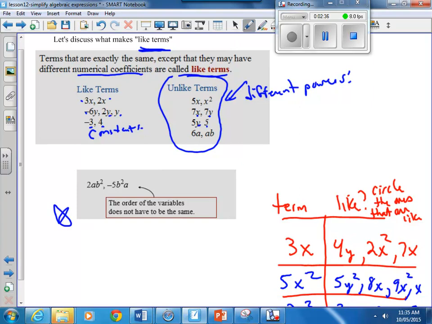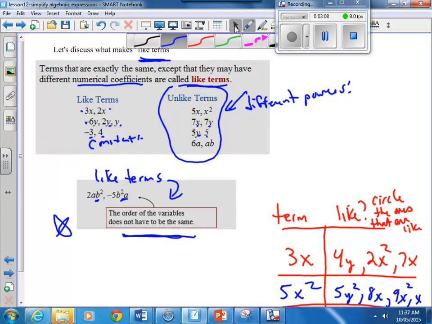Big note to self, though, these are like terms. The order of the variables does not necessarily have to be the same in order to be like terms. So when you say 2ab squared and negative 5b squared a, the commutative property says that you still have b raised to the second power. Multiplication is commutative, so the order of the variables doesn't have to be the same to be considered like terms.